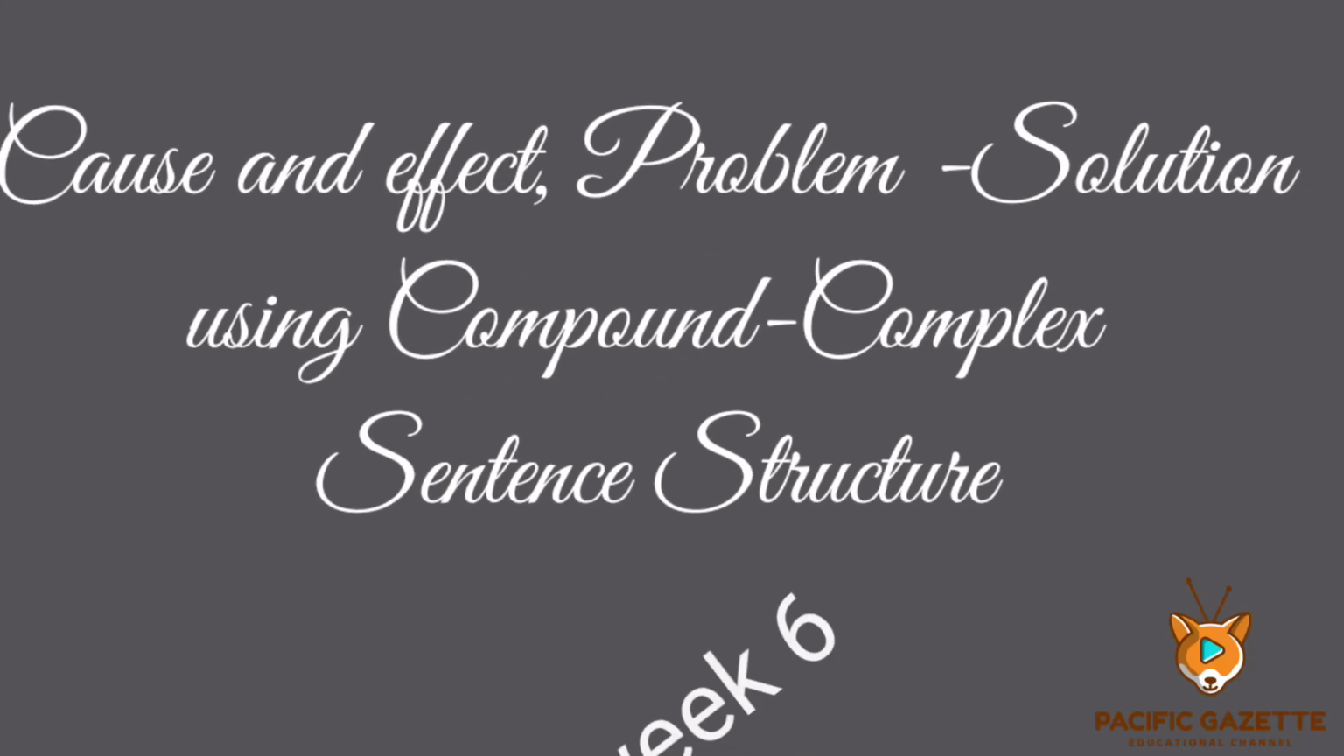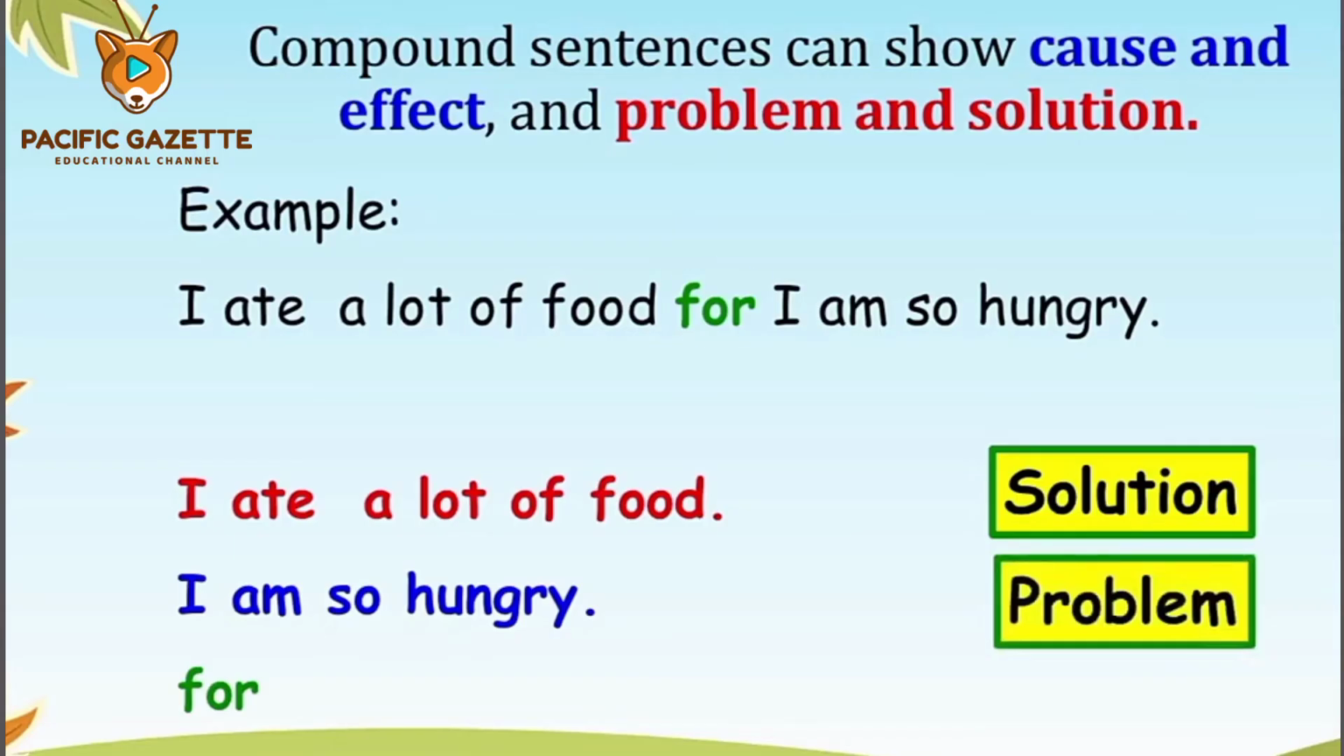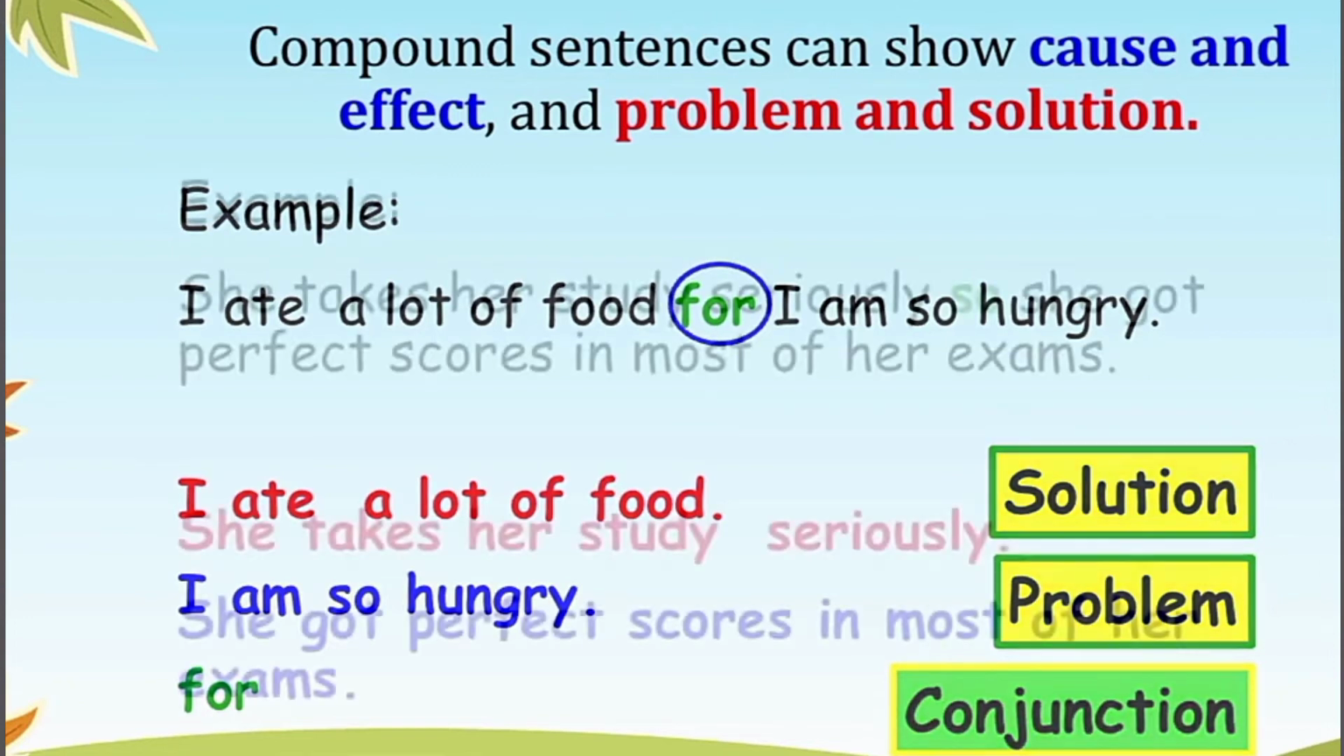So let us now proceed to cause and effect and problem solutions using compound complex. I ate a lot of food for I am so hungry. I ate a lot of food is the solution. I am so hungry is the problem, and for is the conjunction.